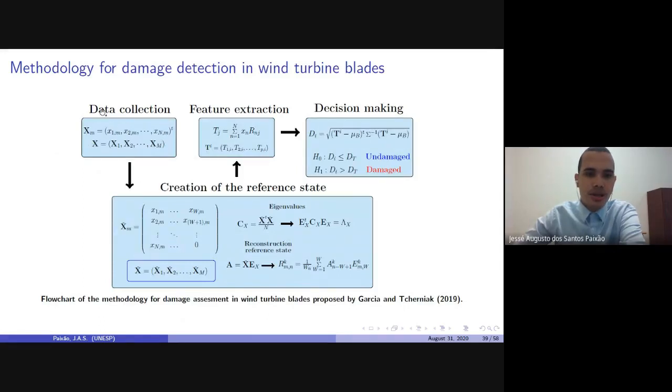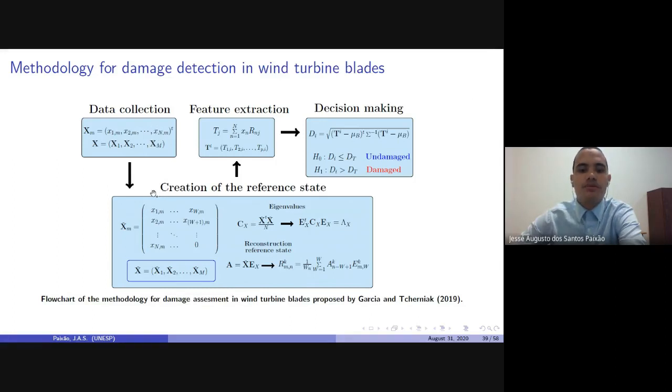The methodology proposed by Professor David Garcia is illustrated here, and it consists of four steps. In the first step, the data collection, we start by collecting the accelerometer data from the wind turbine blades, and we transfer it from the time domain to the frequency domain. And we store all the data into a matrix X, and we suppose to have M realizations to acquire numerous data from different conditions. This X matrix will contain M realization signals.